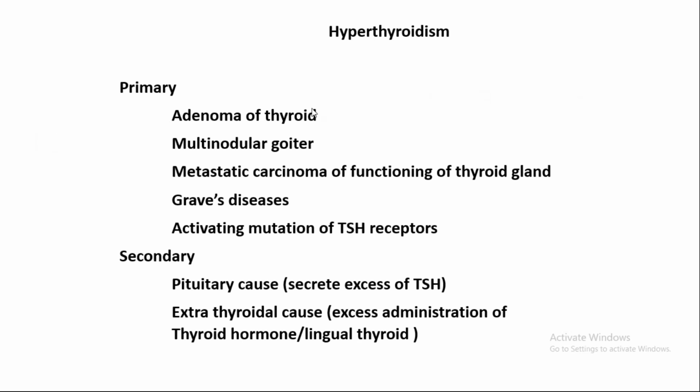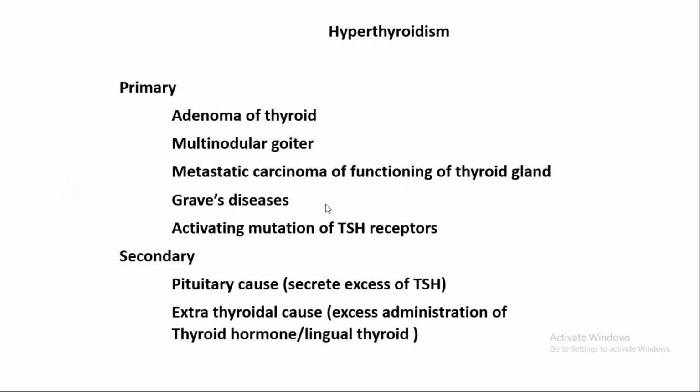So the primary type of hyperthyroidism, number one, is the adenoma of the thyroid gland cell, and multinodular goiter. The goiter will occur because of, I'll show the photograph also, the thyroid gland's size increases because the concentration of iodine in the diet is less. Ultimately, the growth of the thyroid gland will occur, and more and more cells and size increases.